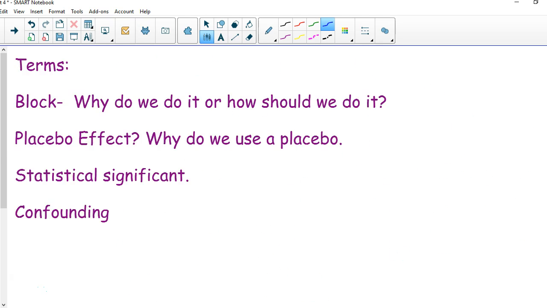We talked about why we should use it, the placebo effect. Why do we use a placebo? That's for control. For example, if I have subjects, here's my subjects.